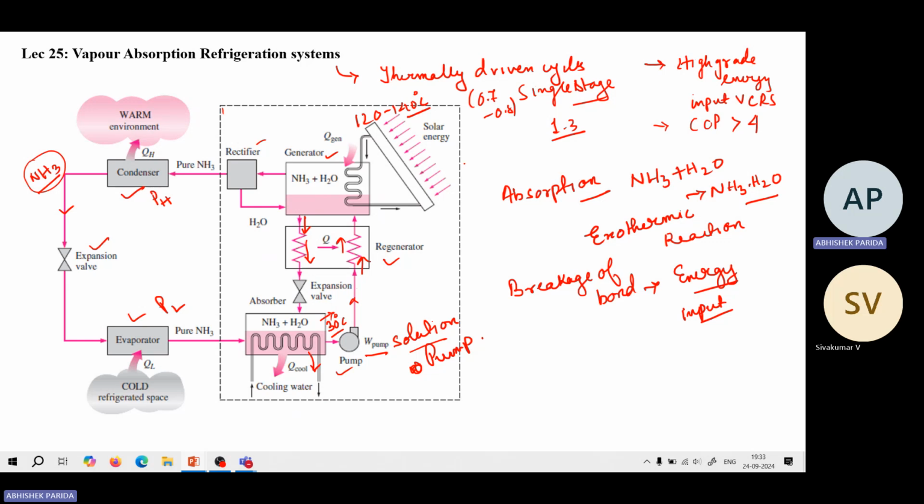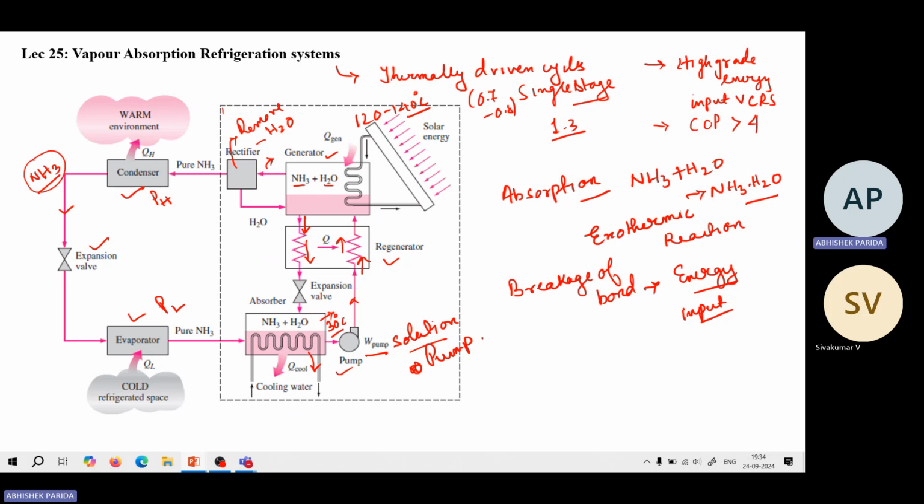Okay. Now, even though in the generator the energy is enough to separate the ammonia and water, there will still be some water molecules attached to the ammonia gas, and thus there is a rectifier which is used to remove the remaining water vapors, and thus the pure NH3 will be coming through this cycle. Okay. So I hope the working principle is very clear.